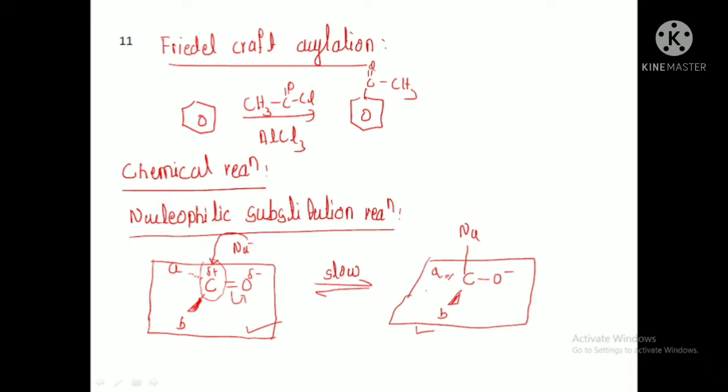Planarity is removed, and on acidification, on treatment with H plus, what will happen? H plus will attack this O minus. O minus will abstract the H plus ion. So I will get C with the nucleophile Nu, and the groups A and B, and OH. Okay, this is what happens. Always remember this: aldehydes are more reactive than ketones.